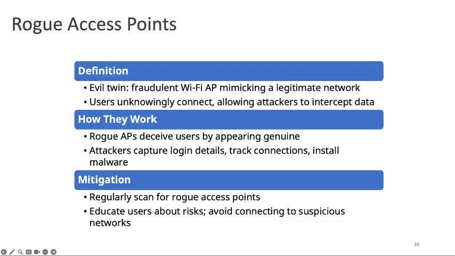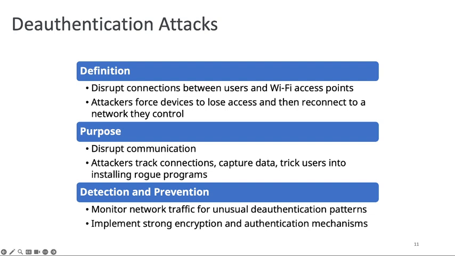these vulnerabilities and attacks. You might also get deauthentication attacks on a wireless network, which purposely disrupts the connection to force the user to lose access, and then the user tries to reconnect to a network that the attacker controls. Monitoring for unusual network patterns and implementing strong encryption helps to prevent these attacks.